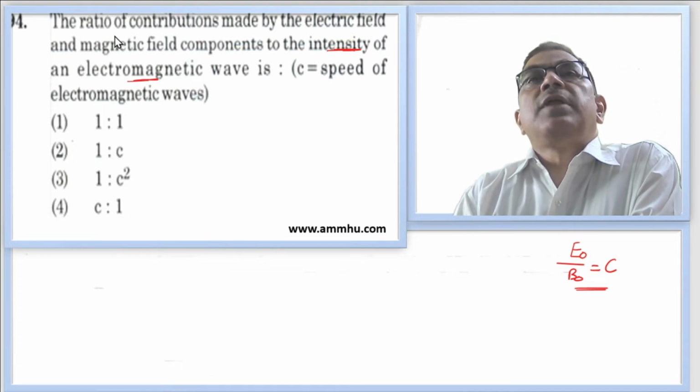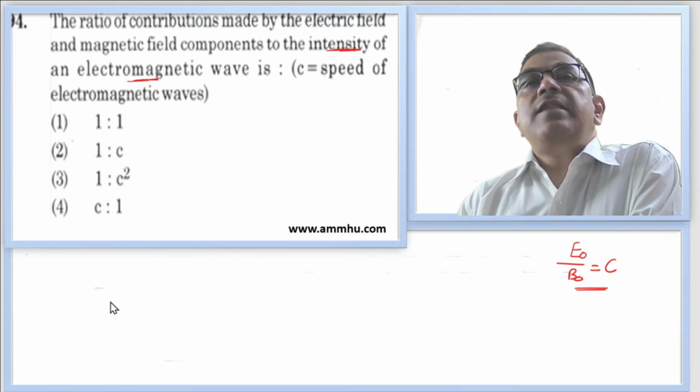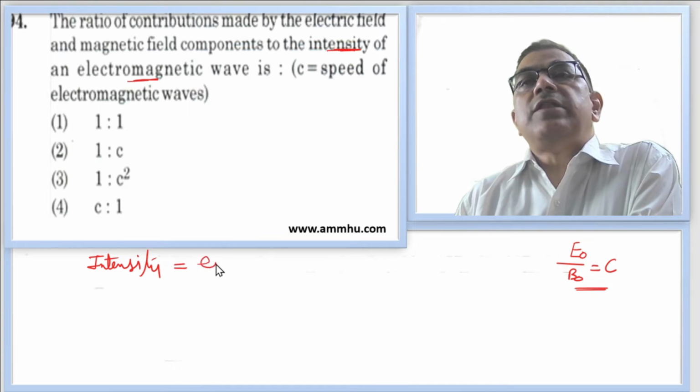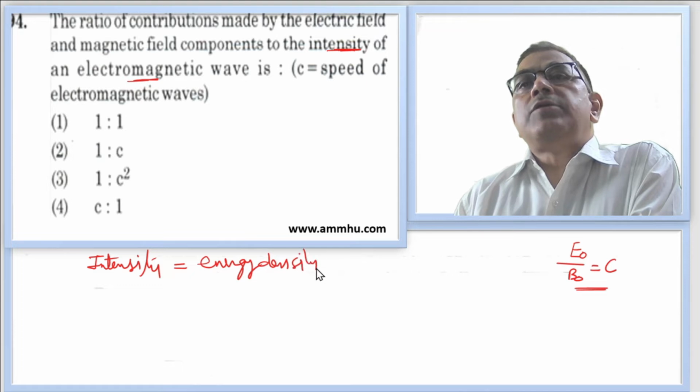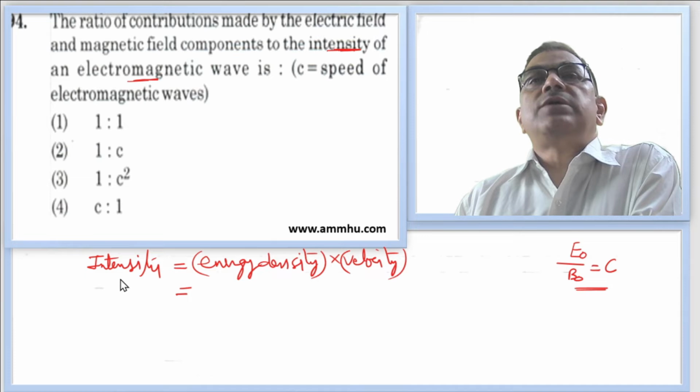But if you see carefully, the ratio of the contribution made by the electric and magnetic field component to the intensity of the electromagnetic wave. And the intensity of a wave is equal to energy density into velocity of the wave, of course. And the energy density, let's talk about the electric component. If I talk about the electric component, the energy density is equal to how much?